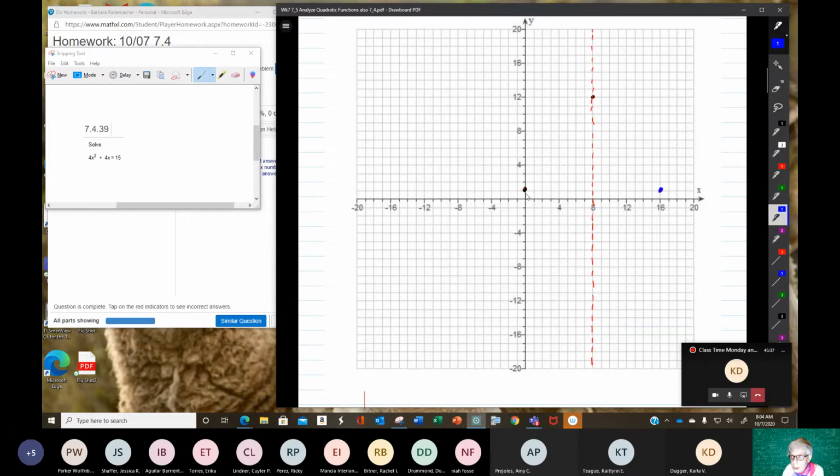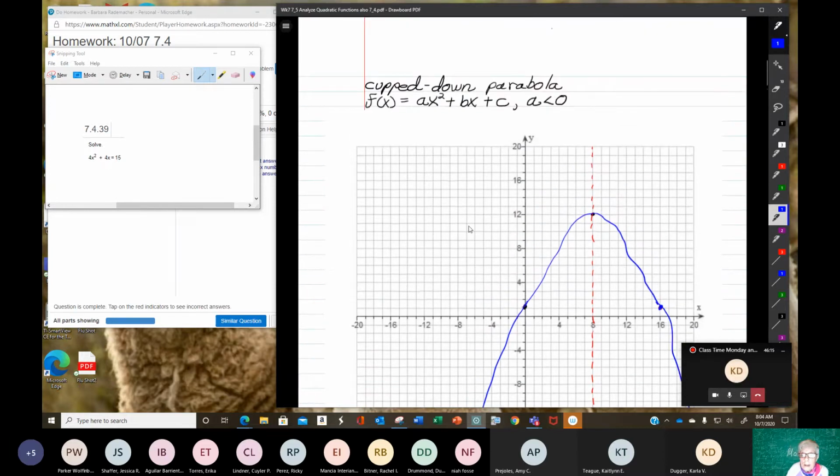So let's do this before we do anything else. Not great, but okay. That's my very bad cupped down parabola, but it will have to do. Parabolas are cupped down when the number in front, the leading coefficient A, is negative. Any number less than 0 is negative.